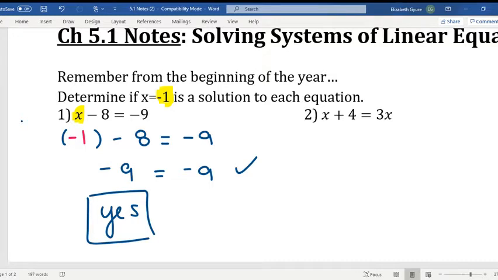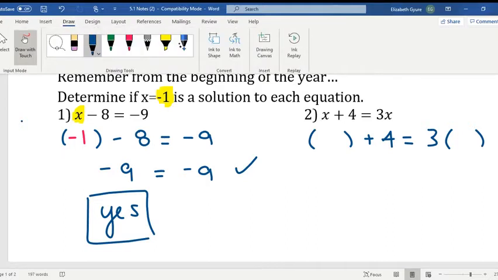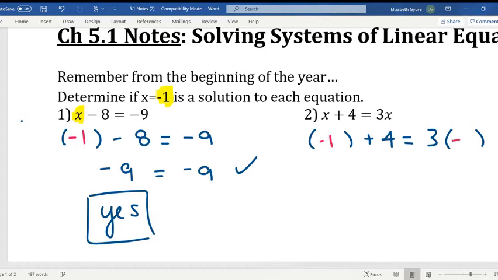So let's look at number 2. Where do you see x's in number 2? Yeah, I see an x before the 4, so I'm going to put an open set of parentheses plus 4. And then there's an x hanging on to this 3, so I'm going to put a 3 and then an open set of parentheses. Now, what am I plugging in instead of x? -1. So I'm going to plug my -1 in. And now let's simplify.